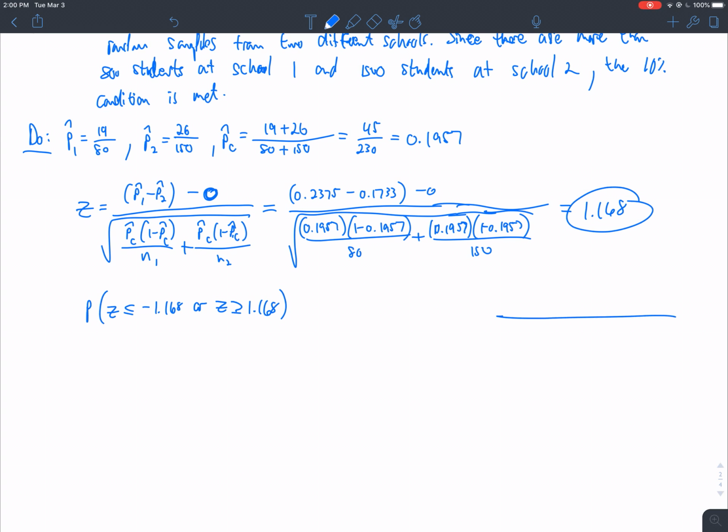Okay, remember we're talking about this situation. Here is negative 1.168 and here's 1.168. Okay, two-sided test, we're calculating this area right here. And that's the same as saying, now you can write this also like this, union like that, and this is independent, so you can just add the two probabilities.